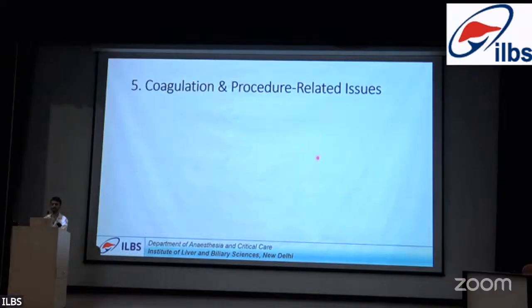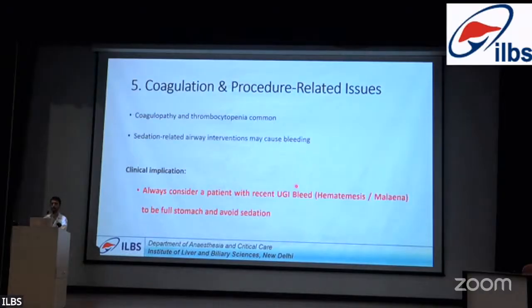Next, moving on to coagulation and procedure-specific issues. Coagulopathy and thrombocytopenia are very common in these patients, and sedation-related airway interventions like insertion of a nasopharyngeal airway during a desaturation episode or insertion of an endotracheal tube may cause bleeding in these patients. We always consider a patient with recent upper GI bleed, that is hematemesis or melena, to be full stomach, and we ask our hepatology team to start the procedure under local anesthesia always.